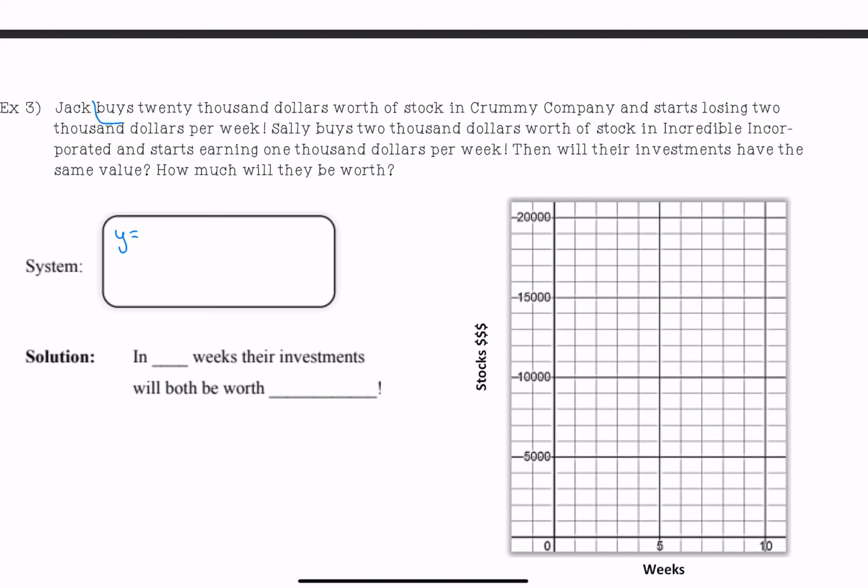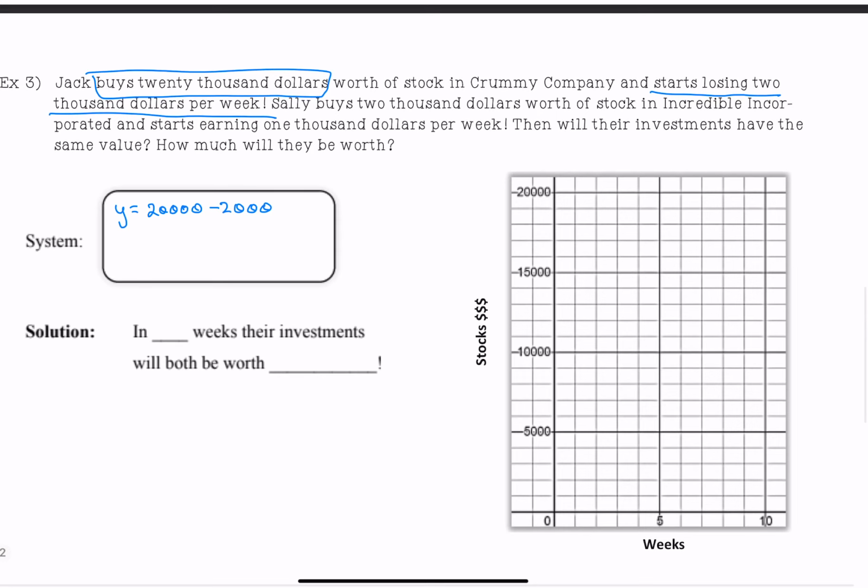Jack buys $20,000 worth of stock. So that's how much he starts with, $20,000, and that's got 4 zeros. He starts losing $2,000 per week, so that means minus 2,000. If you're losing money, that's not a good thing. That's a minus thing. Which one gets the variable?